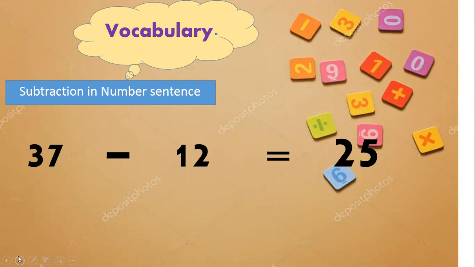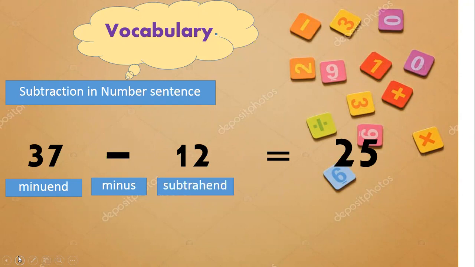I have here an example of subtraction in a number sentence: 37 minus 12 equals 25. We have here our vocabulary in subtraction. The place or position of 37, we call this place the minuend. Next is our minus sign. That is our minus.